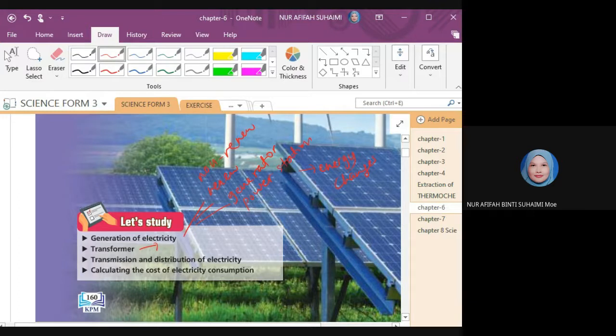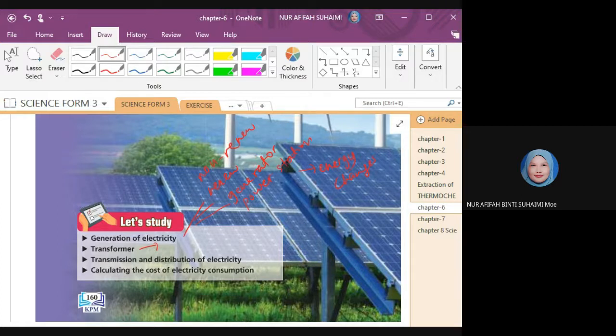Okay, transformer. We use soft iron core. Why we use soft iron core? Because soft iron core is easily magnetized and demagnetized. Senang untuk dimagnetkan. Senang untuk jadi magnet dan senang untuk buang dia punya sifat magnet. Easily magnetized and easily demagnetized.